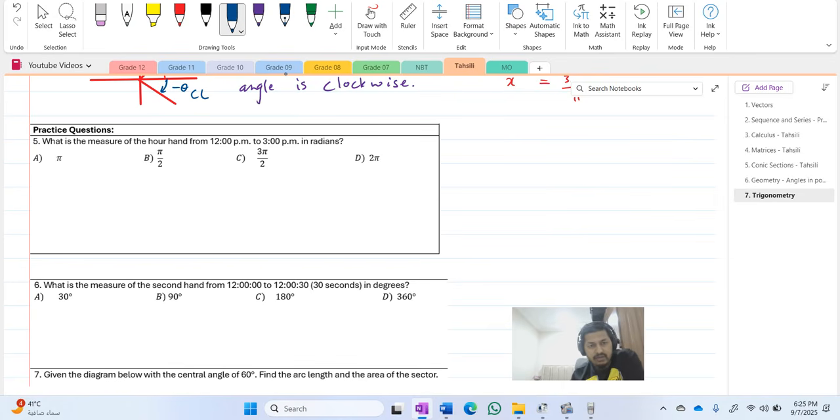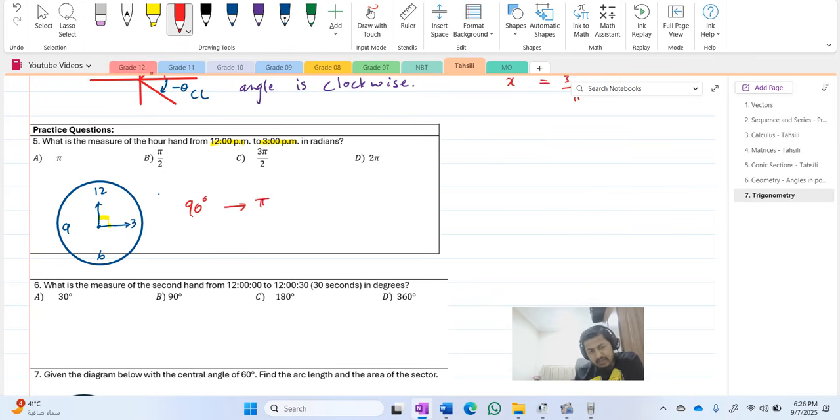So looking at the clock, we know we have 12, 3, 6, 9. So the hour hand moved from 12 p.m. to 3 p.m. What's the angle from 12 to 3? The angle is 90 degrees, and 90 degrees is basically pi by 2, since 180 divided by 2 is pi by 2 radians. So my correct answer over here will be B. That's the working out for this example.